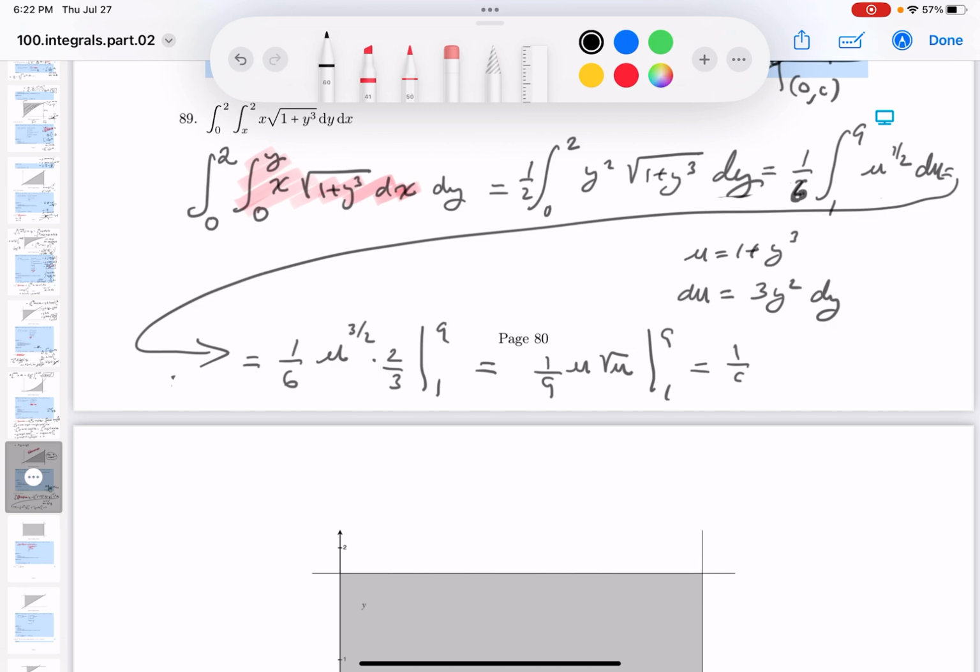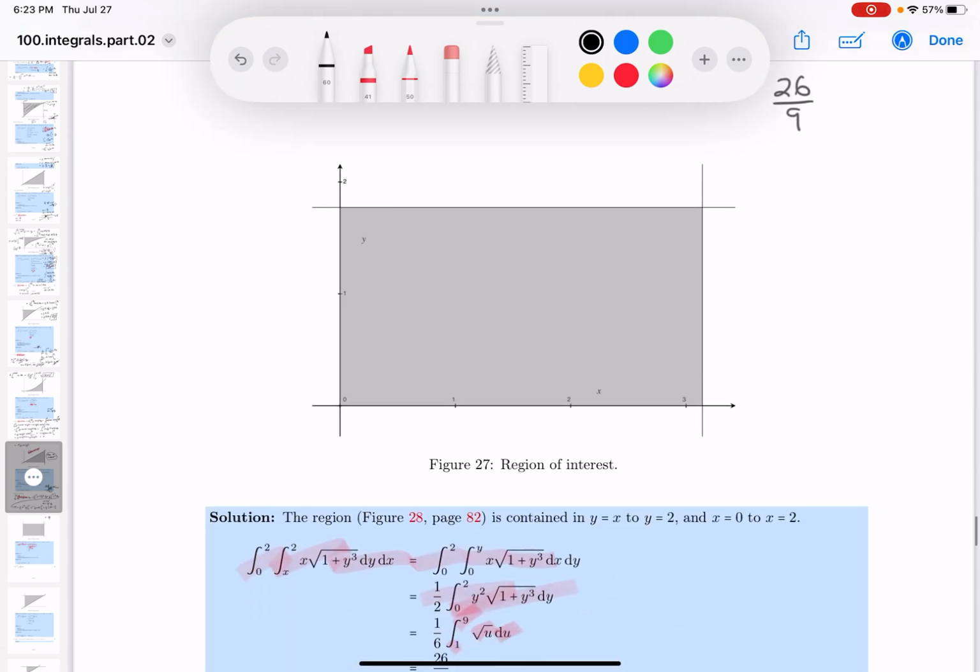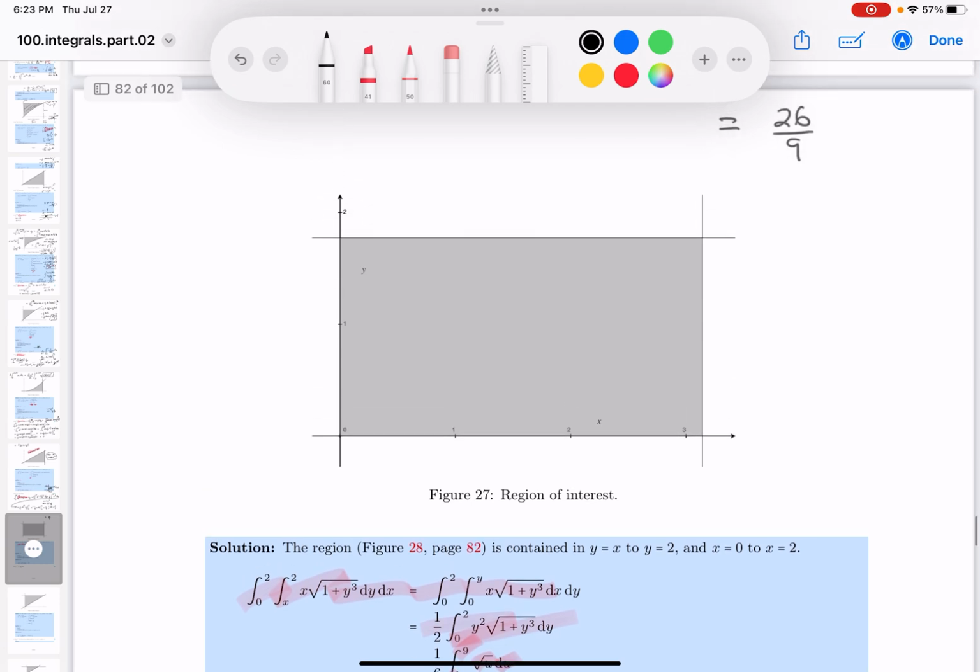Let's do that. What do you get? 1/9. You get 9 times 3, which is 27. Minus, when I plug in the 1, I get 1. So what do you get there? 27 minus 1, 26 ninths. Let's see, oh, there it is. We did it right this time.